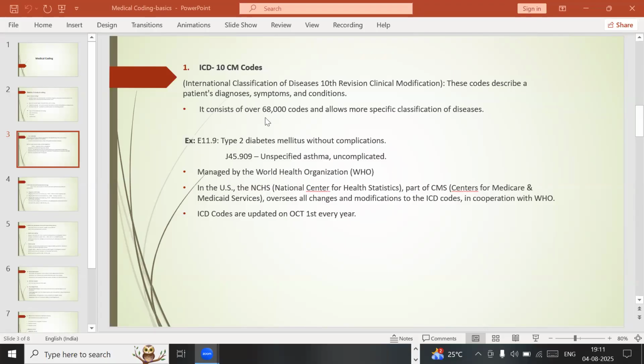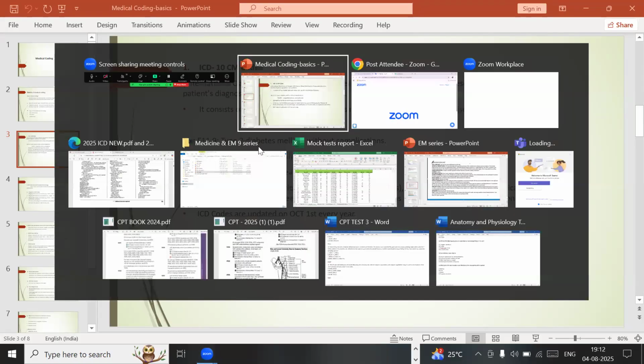Currently the ICD manual consists of 72,000 codes and allows more specific classification of disease. It is not that we have to remember all those codes. No one will remember 72,000 codes, right? I will explain how to read codes from these manuals. So if you see, this is the ICD manual.